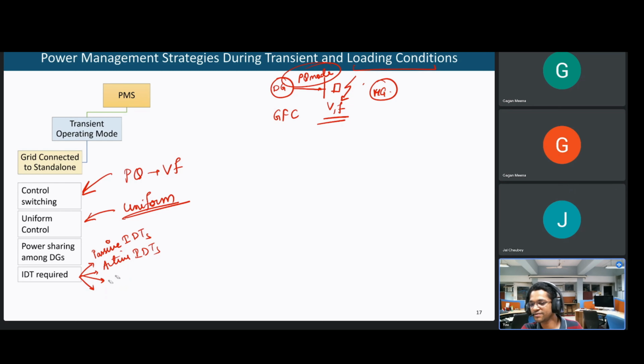In active we were continuously injecting disturbances. In hybrid, what we did was first pass it through the passive stage, and when it is detected, we inject only then, so that we can improve the power quality in case of hybrid.